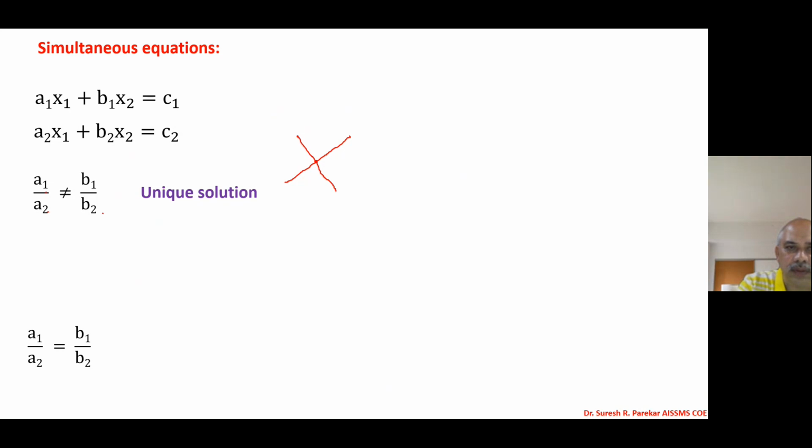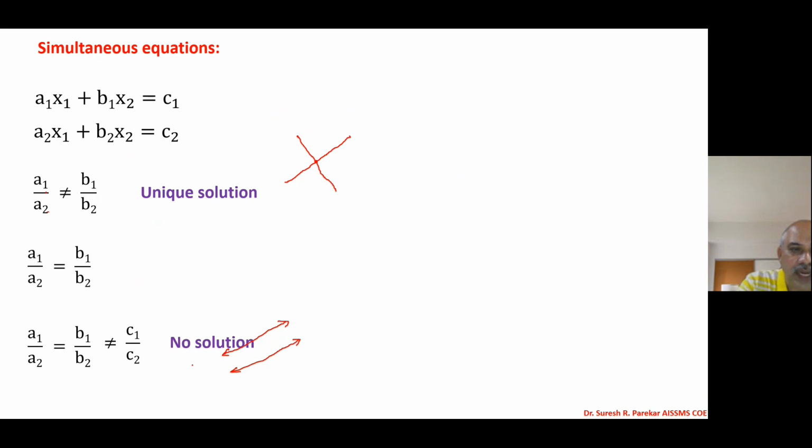Then we have no solution, and that is possible when we have a1 upon a2 equal to b1 upon b2, but it is not equal to c1 upon c2. And in that case, if we consider these two lines, they are parallel, and therefore we do not have any solution for this. So no solution.